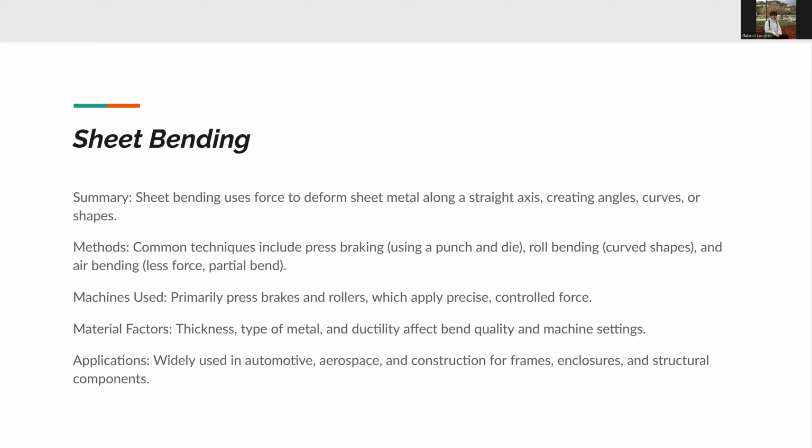Usually press brakes and rollers, which apply precise controlled force, are used. And then some material factors are thickness, ductility, and type of material. This sheet bending is used in automotive, aerospace, and construction for frames, enclosures, and structural components.